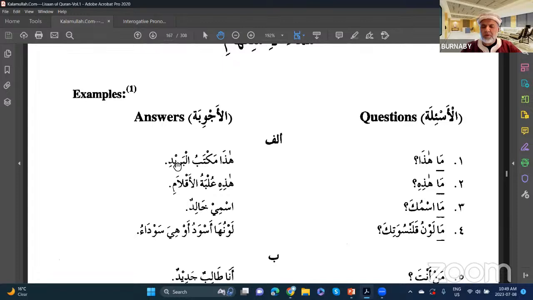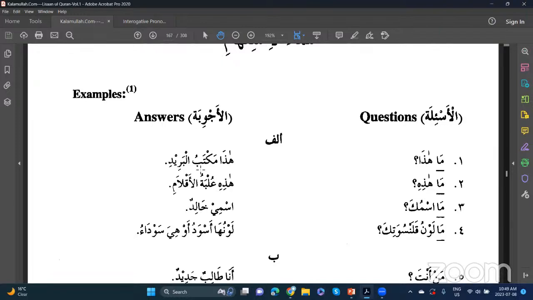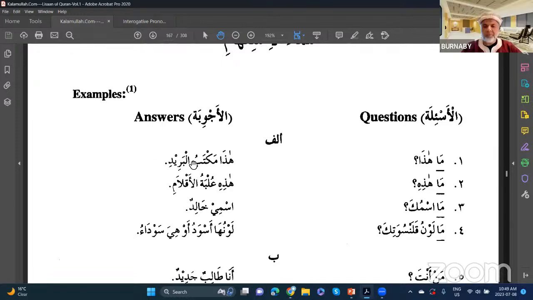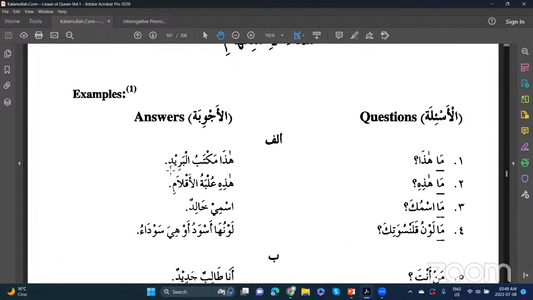Now is Maktubul Barid, does it sound like a murakkab? Yeah, murakkab izafi. Maktabu, no tanween. Al mudaf alayh, al is allowed. Maktab, no al. And al baridi, status of jar. Making sense?